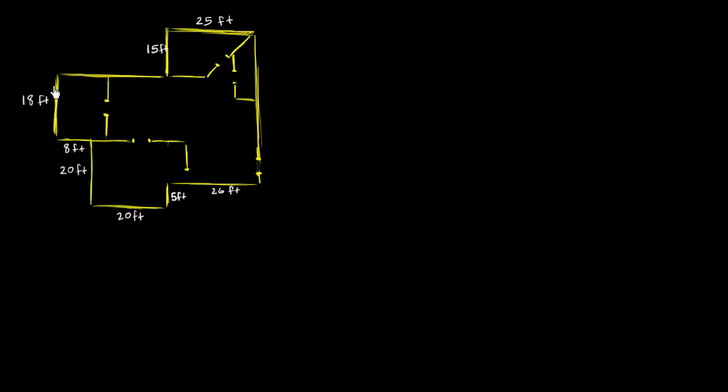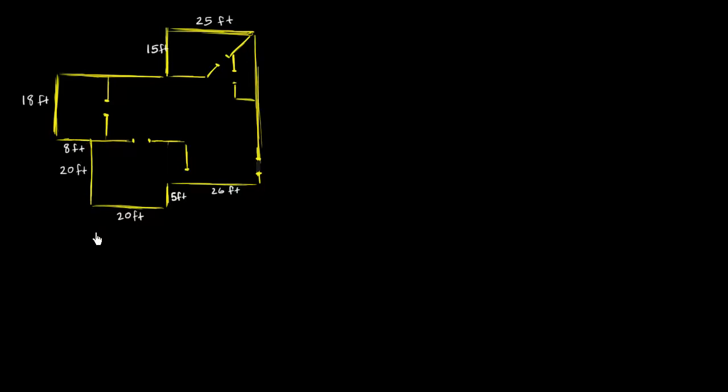This wall right here is 18 feet, this is 8 feet, this is 20 feet, 20 feet, 5 feet, 26 feet, 15 feet, and 25 feet, but you're a little confused. You know how to find the area of rectangles, but how do you find the area of a strange shape like this? So I encourage you to pause this video and try to figure out the area of this strange house footprint shape, floor plan shape, using the techniques that you already know about.